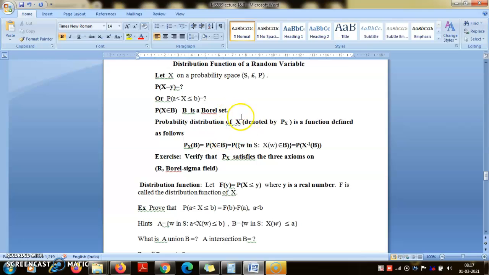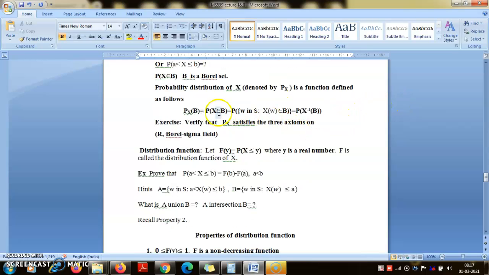Now once we have X, we will have a mapping from S to R. So what we are defining is a new function PX which will assign numbers to Borel sets. You know Borel sets, they are subsets of the real line, or sets of real numbers which are members of the Borel sigma field. And the Borel sigma field is the sigma field generated by open intervals, or semi-open intervals, or open sets, or closed sets, either way, and these are all equivalent definitions.